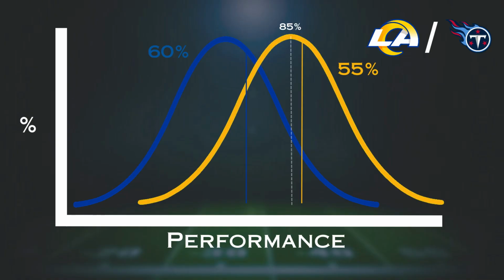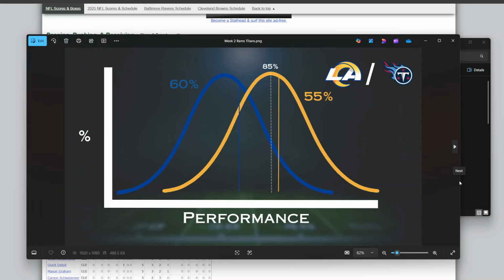Okay, so let's move on to the Rams Titans game. I don't know how much analysis I'm gonna have here. I think there's a pretty large gap between these teams. The Titans might be the worst team in the NFL at this point. And the Rams, I think, are a top 6, 7 team. So I give them a huge gap here over the Titans.